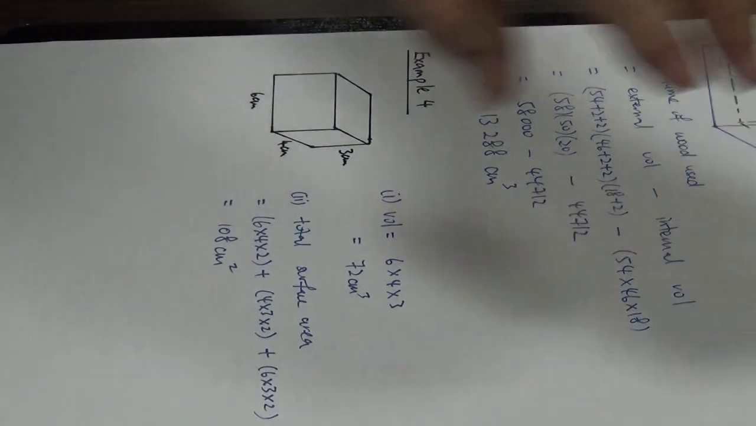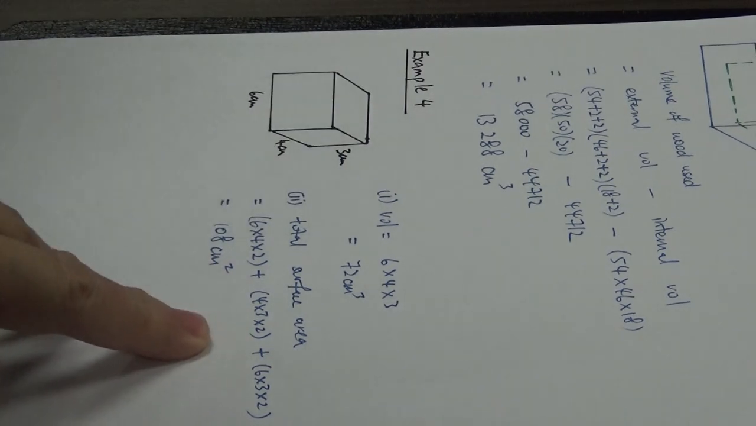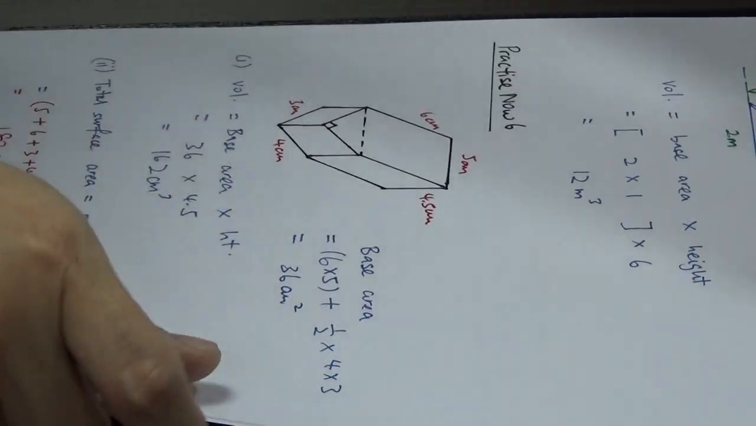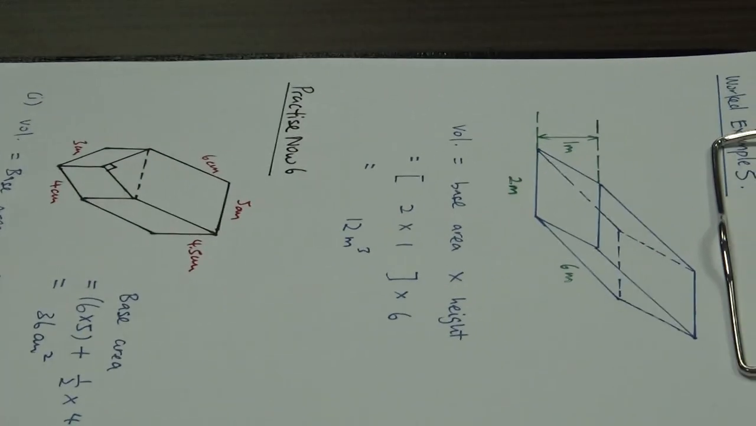So, that will complete your example 4 of your textbook. Now, following which, I'll be going on to example 5 of your textbook. Let's all look at example 5, which is found on page 182. Alright, let us take a look over here. Now, this is a prism with a parallelogram base.